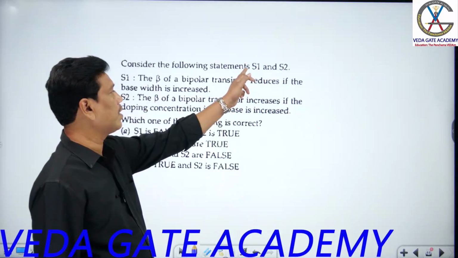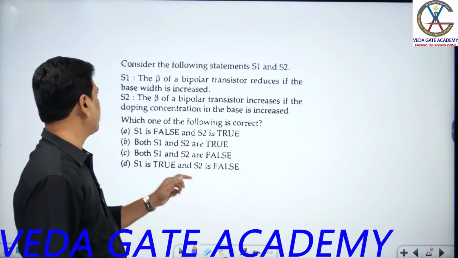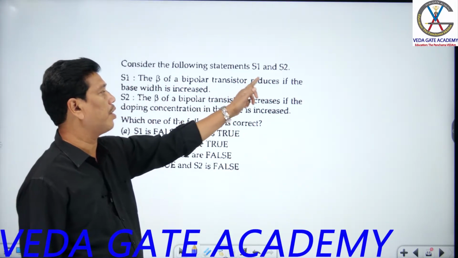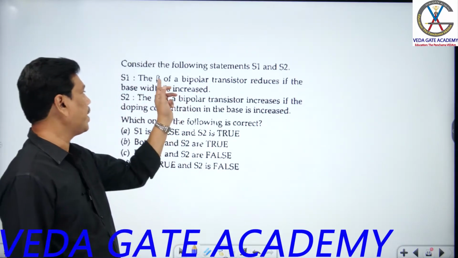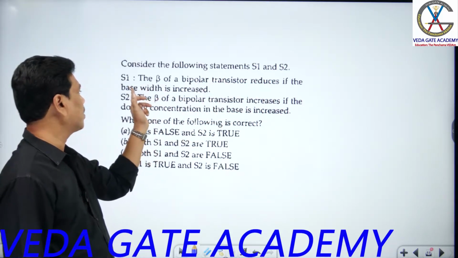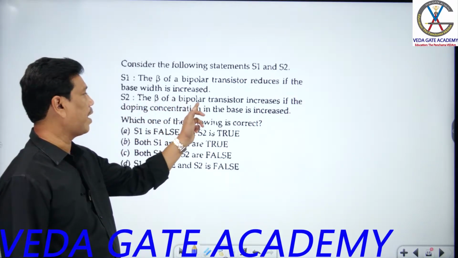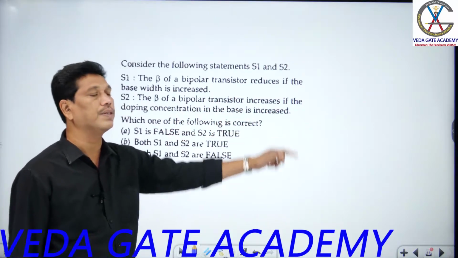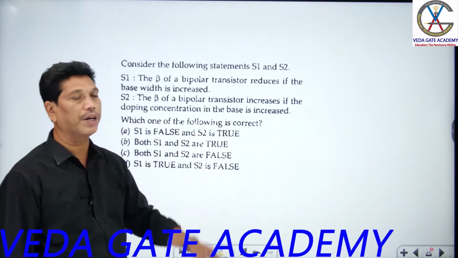Consider the following statements S1 and S2. First one, students, S1: the beta of a bipolar transistor reduces if the base width is increased. Beta stands for current gain. S2: the beta of a bipolar transistor increases if the doping concentration in the base is increased. Recall.